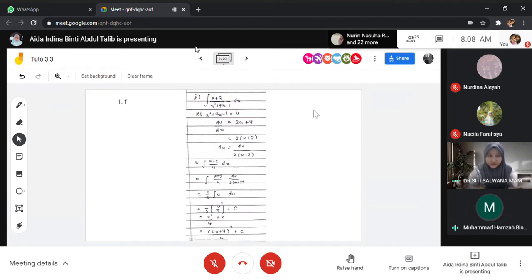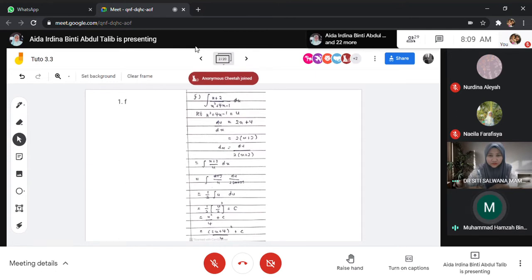Question F, x plus 2 over x to the power of 2 plus 4x minus 1 dx. Mula kita let x to the power of 2 plus 4x minus 1 equals to u. Then we differentiate du dx equals to 2x plus 4. And then we get dx equals to du over 2 times x plus 2. Then we substitute u and dx into the equation. We get x plus 2 over u du over 2 times x plus 2.